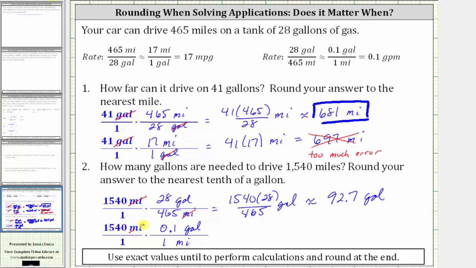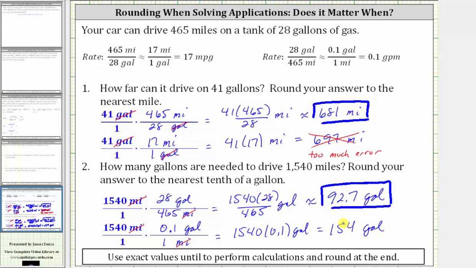Notice how the units of miles simplify out, which leaves us with 1,540 times 0.1 gallons. 1,540 times 0.1 is equal to 154. Notice how we have a big difference between the number of gallons needed to drive 1,540 miles. Our correct estimate should be approximately 92.7 gallons. It should not be 154 gallons because we use the rounded rate to perform this calculation. The estimate of 154 gallons has too much error.